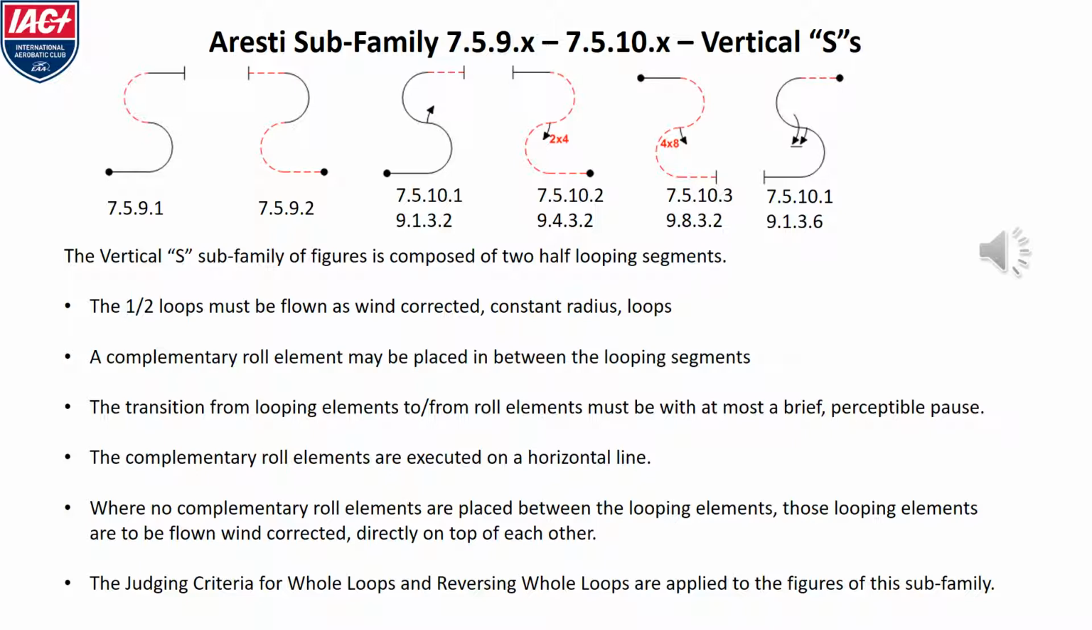If there are no complementary roll elements between the looping elements, those looping elements are to be flown wind-corrected so they appear directly on top of each other.